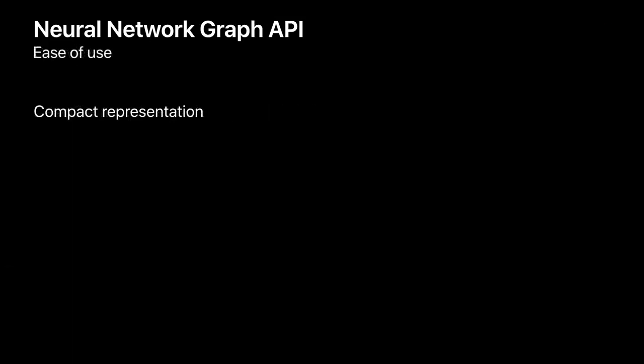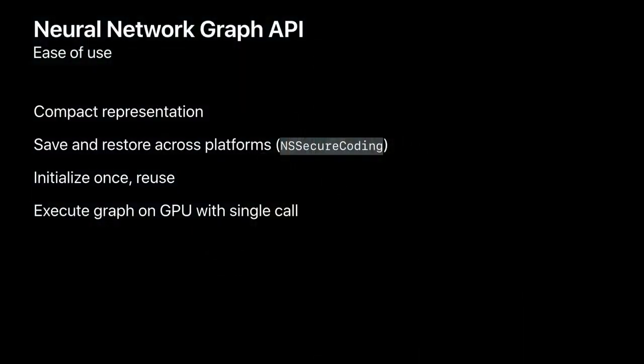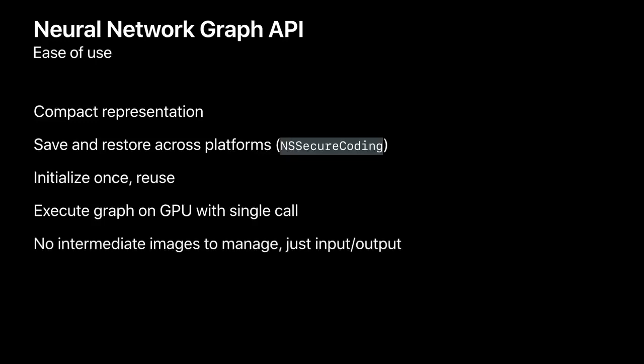So why did we add this new graph API? Well, because it's easy to use. You get this compact representation of your entire network, and you can save it to disk and restore it, and that works across platforms. You only need to initialize the graph once, and then you can reuse it for multiple input images. And you can execute the entire graph on the GPU with a single call. There are no intermediate images for you to manage. You just need to take care of your input and output.